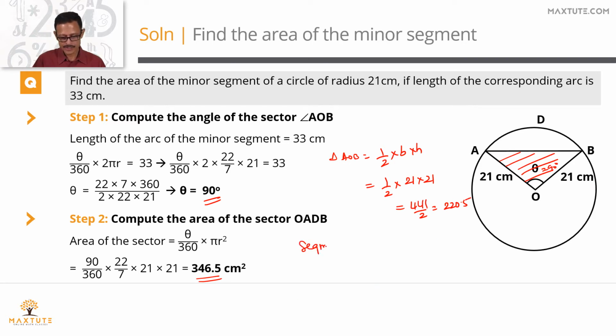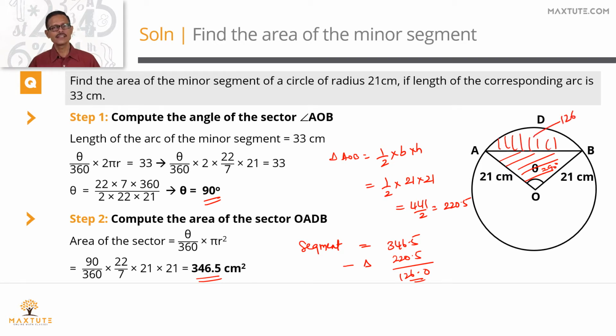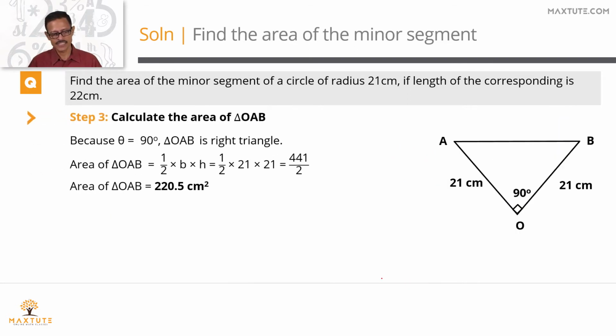So the area of the segment is the area of the sector, which is 346.5, minus the area of the triangle, which is 220.5. 0.5 and 0.5 get cancelled. We're left with 126. So the area of this minor segment is equal to 126 centimeter square. Quickly run through the area of the triangle and computing the area of the segment in the next two slides. Calculate the area of the triangle, which is half into base into height, because it's a right triangle.